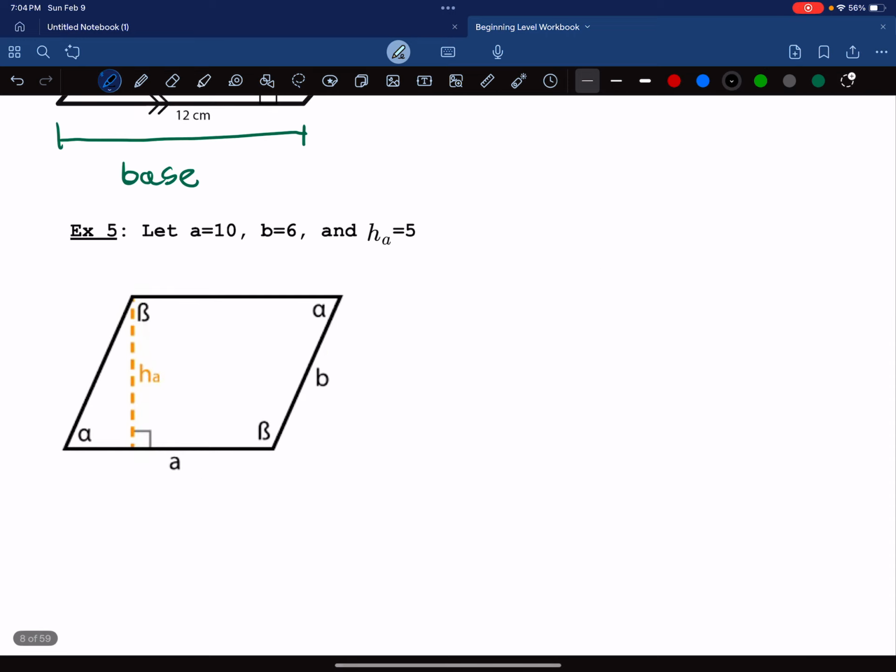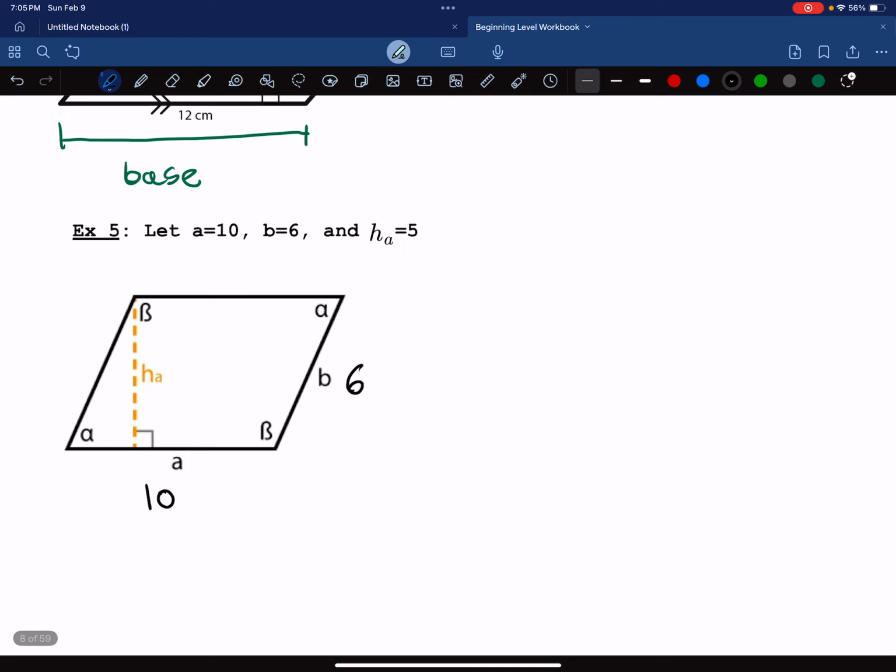And last but not least, our very last example in Unit 1. So let's go through it. We got this. So in this case, we have letters. But if we look up here, we are told what some of the letters equal. So let's fill in those letters down on the shape. So we know A equals 10. So we're going to put 10 down here. And then we know B equals 6. So we're going to put that here. And we know H_A, which is here, equals 5. So we're going to put that there.